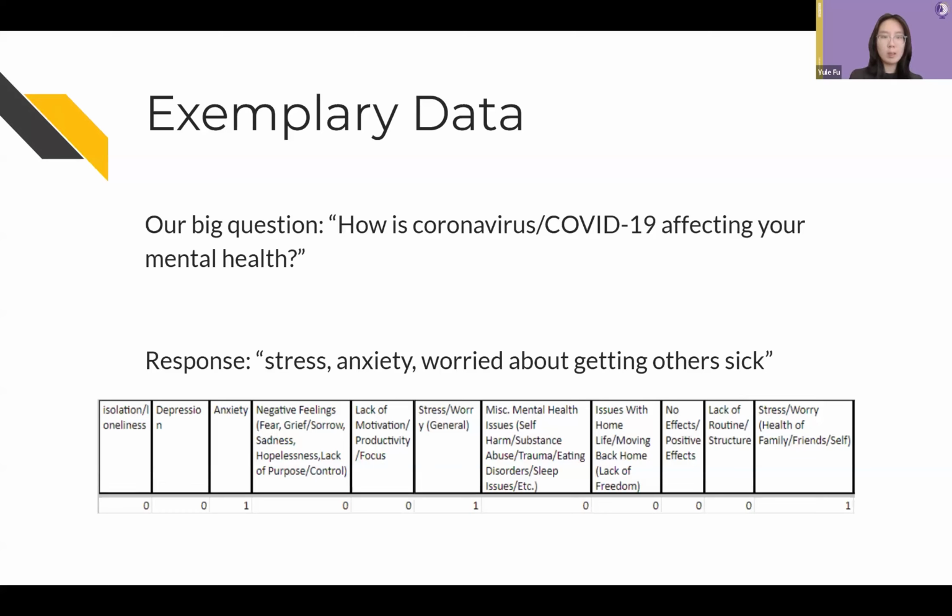This data was then manually classified by past researchers into 14 different categories. So we have isolation or loneliness, depression, anxiety, negative feelings, lack of motivation, and so forth. And as you can see, these categories are very specific. So we want to see if a machine can detect these specific emotions within text.